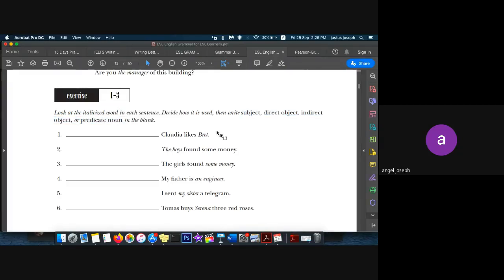Okay. So, Claudia likes bread. Bread. What is bread? Who is the subject here? Claudia. What is the verb? Likes. Claudia likes whom? Bread. You're getting a very simple answer. So what is it? Direct object. Fine. The boys. Subject. This is simple. The girls found some money. Girls found what? Some money. So what does this become? Direct object.